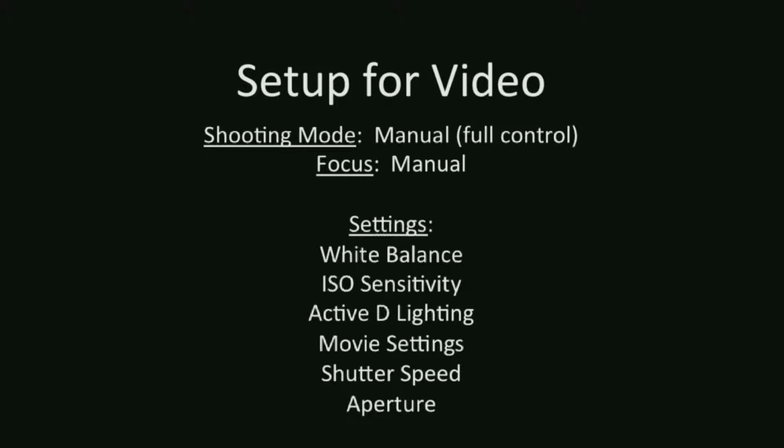I would now like to review some of the terms that were used in the demonstration. Set up for video, the shooting mode should be set to manual for full control of the aperture and the shutter speed. Focus on the lens should be set to manual. Some settings that I will be reviewing are white balance, ISO sensitivity, active D-lighting, movie settings, shutter speed, and aperture.